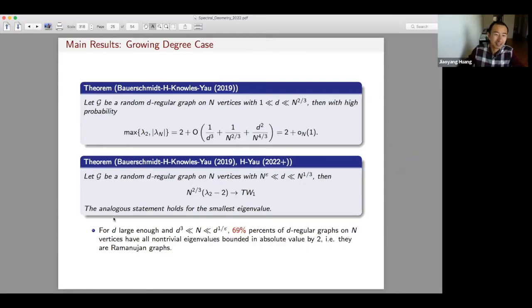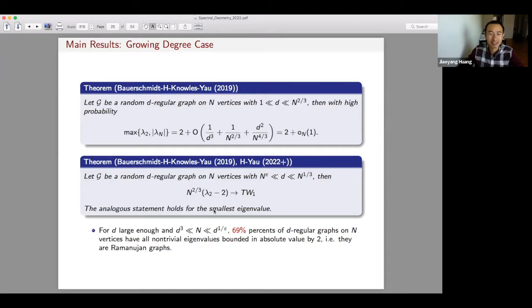And we have a similar statement also for the smallest eigenvalue. We can also show that the second largest eigenvalue and smallest eigenvalue are asymptotically independent. In this way, we can reformulate this result: you can first take some degree d which is really large, and n, the size of the graph, which is bigger than d cubed but smaller than some polynomial d to the 1 over epsilon. So n can grow polynomially in the degree d.